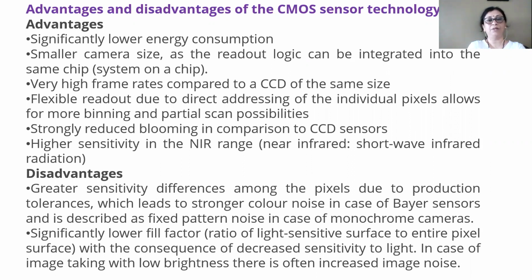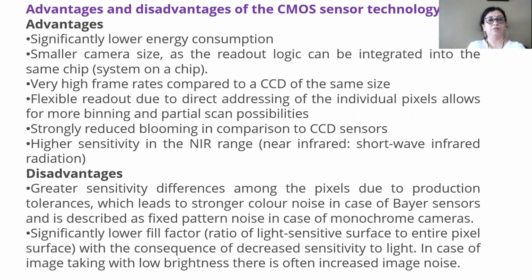The speed of CMOS sensor technology is greater as compared to CCD, because in CCD there is a need to move the charges, but here voltages are directly shifted. So this is the difference which makes the CMOS sensor faster as compared to CCD. Flexible readout is there due to direct addressing of individual pixels, and due to direct addressing of individual pixels, the speed is increased.